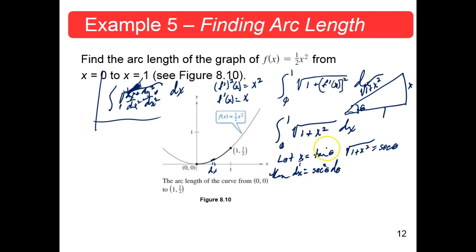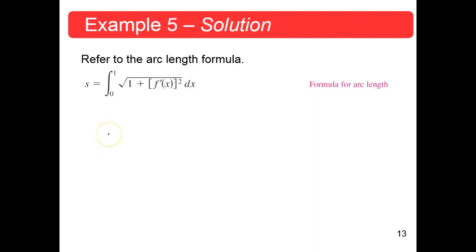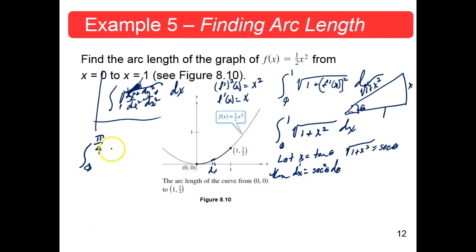When x is equal to 0, what must theta be? Zero also. So our new integral will be 0 to, when x is equal to 1, what is theta? Pi fourths. Very good. Now we're in thetas. Okay, so let's plug in what we've got. The square root of 1 plus x squared is secant theta. And your dx is secant squared theta, so you have secant cubed theta d theta.